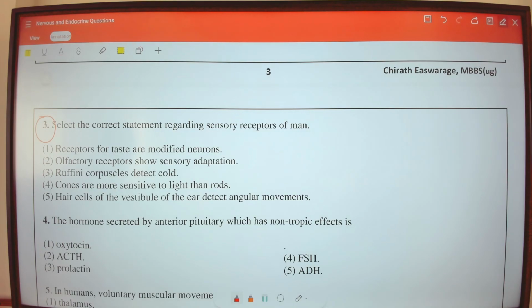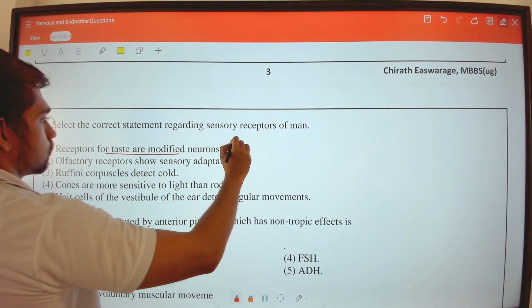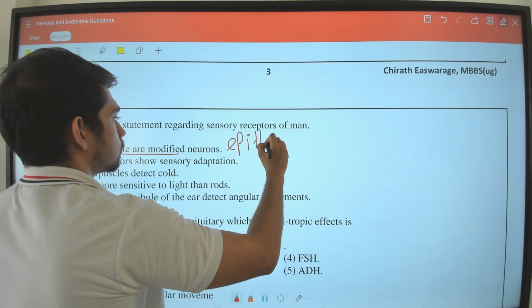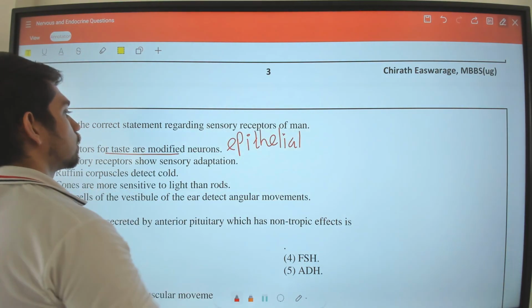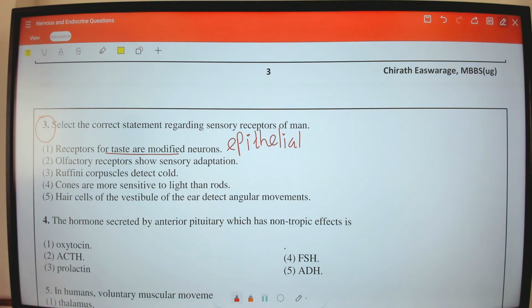So, taste and smell, or your olfaction, they are your chemoreceptors, right? Taste and smell are your chemoreceptors. Then they say receptors for taste are modified neurons. Is it correct? Taste receptors are modified epithelial cells. No, they are modified epithelial cells that are together with the supporting cells. They form the taste buds.